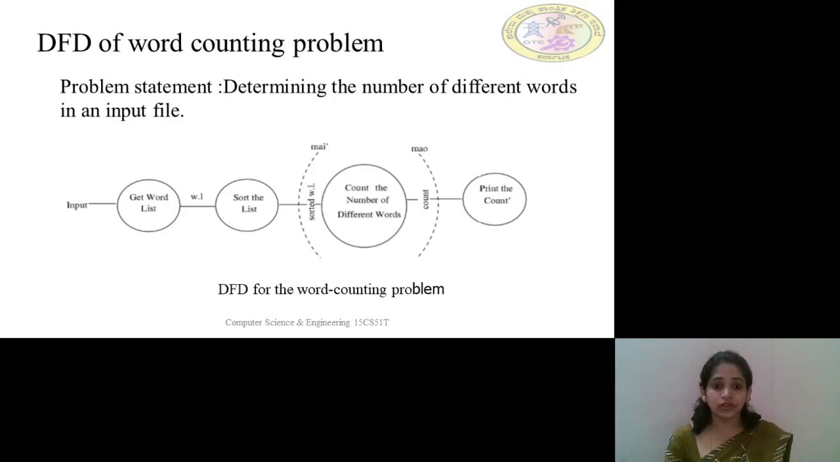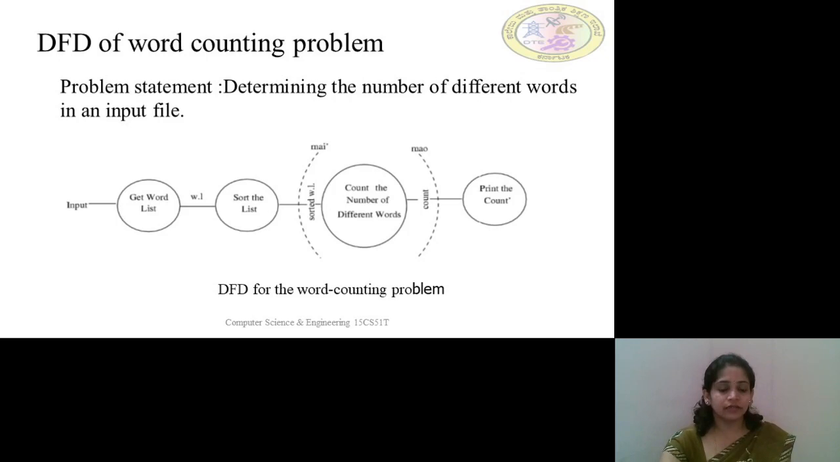We have to make sure that we are counting only the different words, not the similar words. The count is incremented by 1 if the word is different; if it is the same, there will be no increment in the count variable. After getting the final count, we print the count. The same has been given in the form of a DFD.